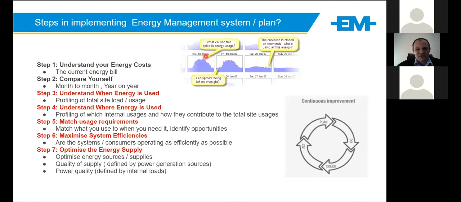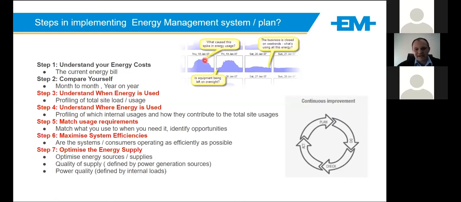And that is where we go to step four, which is profiling of these internal usages or systems and how they contributed to that spike. It may have been one specific machine, one specific load that caused that. But if you don't have something measuring that, you will not know what it was. Then, matching usage requirements. Match what you use to what you actually need. Meaning, can I schedule that activity to an earlier part of the day to flatten that curve? Do I need it to be running all the time? And so forth.